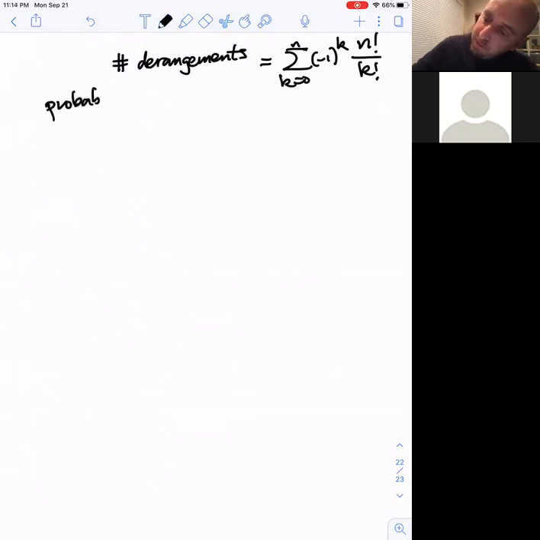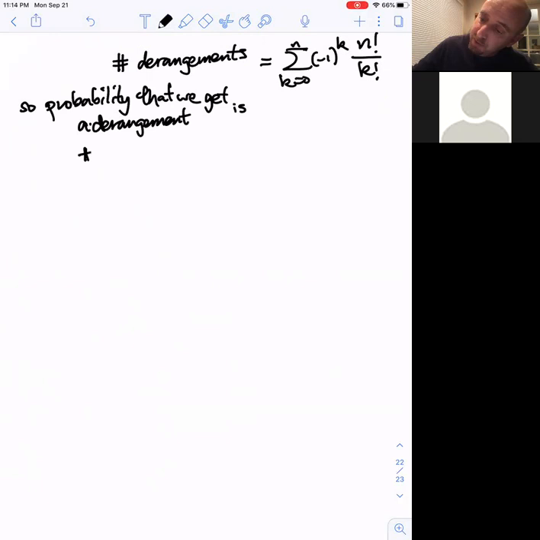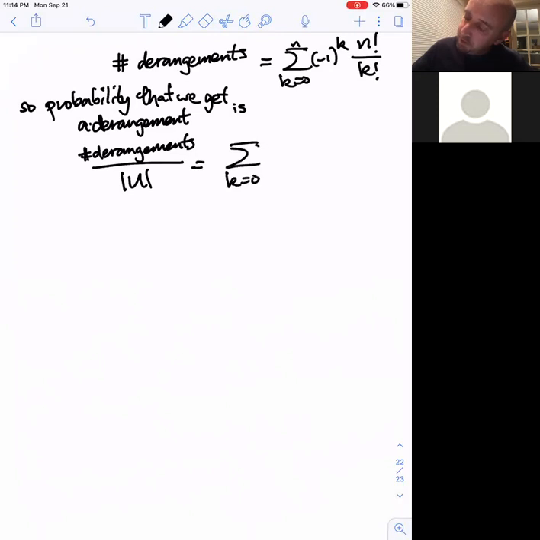Probability that we get a derangement is that number divided by the size of the universe, all the arrangements, which is n factorial. Look at that. It beautifully takes away that n factorial that we had right there in all the terms. Remember, the cardinality of U was n factorial. This is looking nice.